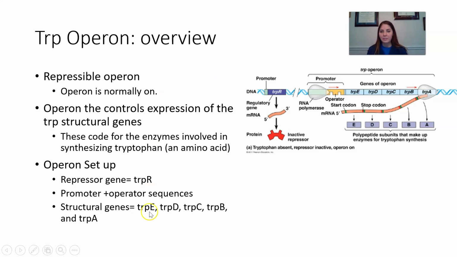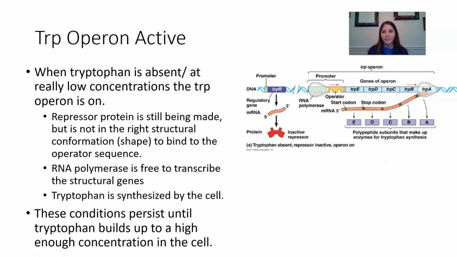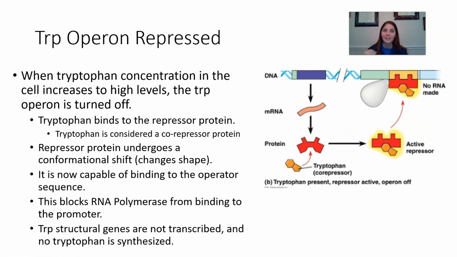So the repressor gene, or the trpR, the promoter and the operator sequences, and then the structural genes of E, D, C, B, and A are all going to code for that tryptophan. So when the trp operon is active, it's constantly synthesizing tryptophan, so making tryptophan, until something represses it, like we eat the turkey leg. Now, when we eat the turkey leg, because we already have a lot of tryptophan in our body, the tryptophan co-repressor is going to bind with the inactive protein, thus activating it.